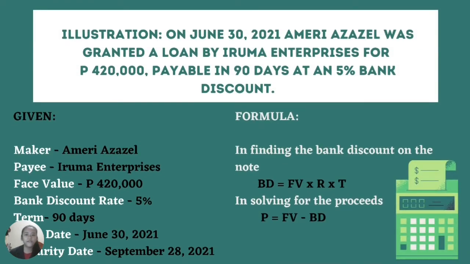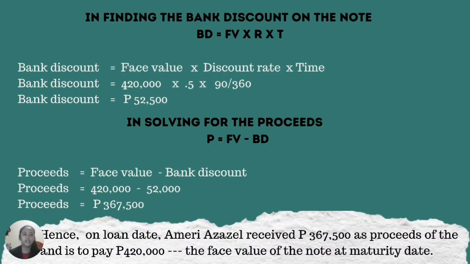So let's now solve this illustration. On June 30, 2021, Amiri Azazel was granted a loan by Aroma Enterprises for 420,000, payable in 90 days at a 5% bank discount. We have here the given values and the formula in finding the bank discount as well as the proceeds. Let us now solve the illustration.